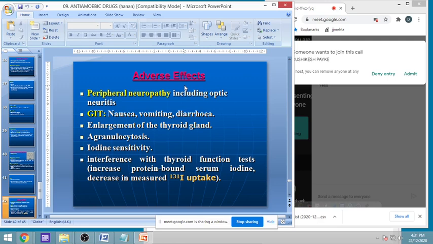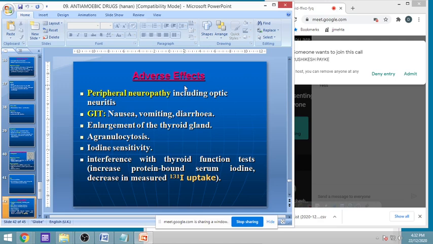This SMON was more common in Japanese people, and because of that the drug has been banned in many places. Although it was not seen in other places much, as I told you, in Japanese it was there, this optic neuritis. Then in the GIT, it causes nausea, vomiting, diarrhea. It causes enlargement of the thyroid gland. It causes agranulocytosis.